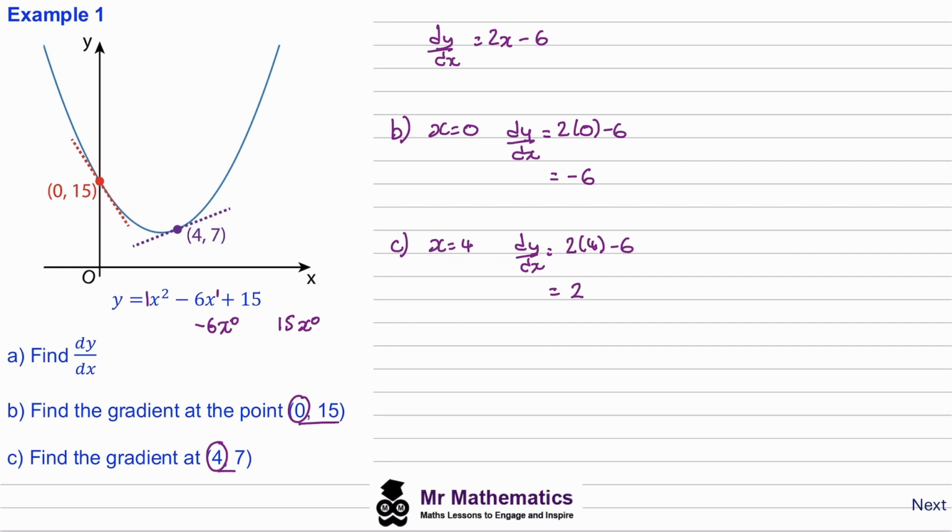So the point of this example was to show you that we can find the gradient at any point along this curve by differentiating this with respect to x and substituting in the x value at that point. Okay? Let's try another example.